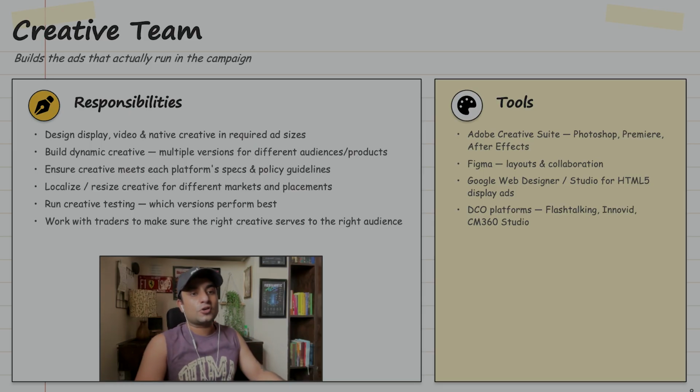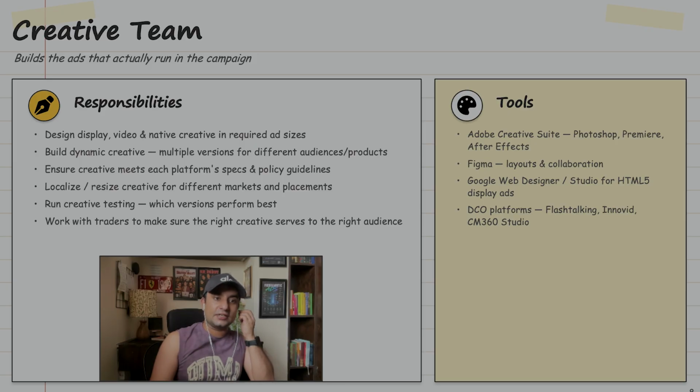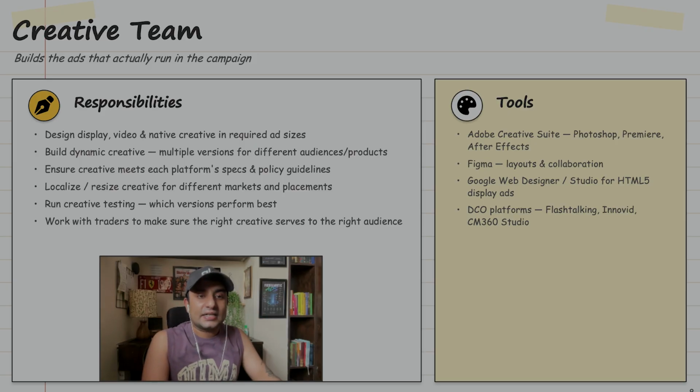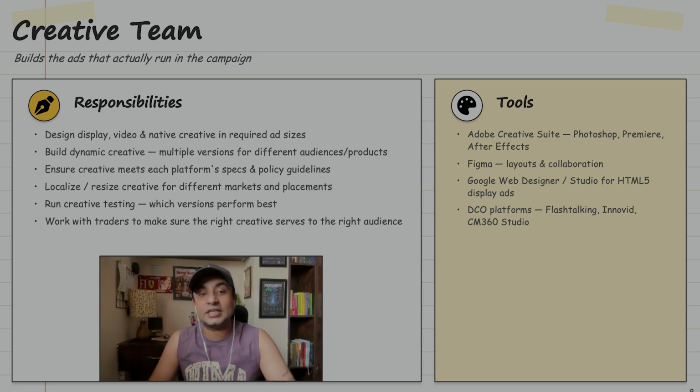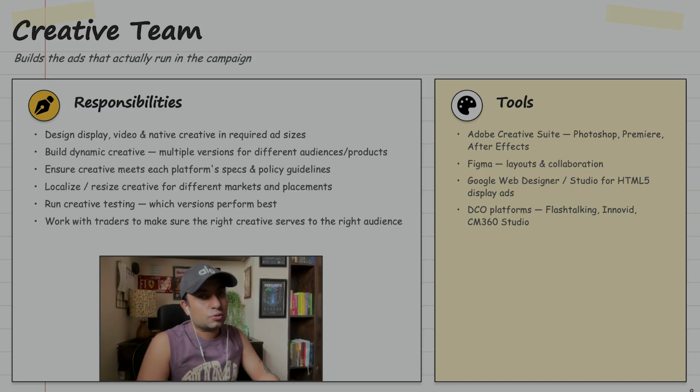Now you need to ensure creatives meet each platform's specifications and policy guidelines as well, because if you're breaking the policy guidelines, there's no point in creating these creatives. Localize or resize creatives for different markets and placements, and run creative testing to see which version performs best. Although this is done by the traders, they work alongside the creative team on providing information on which creatives worked better or which part of the creative is a must for the client. So you can use that in different ad sizes. Work with traders to make sure the right creative serves the right audience, as I already discussed.